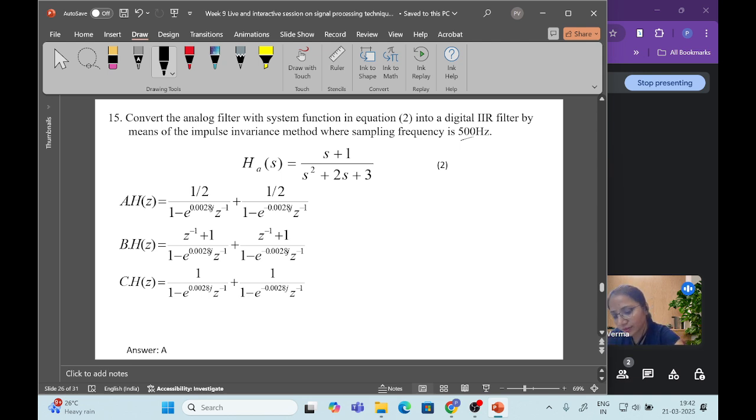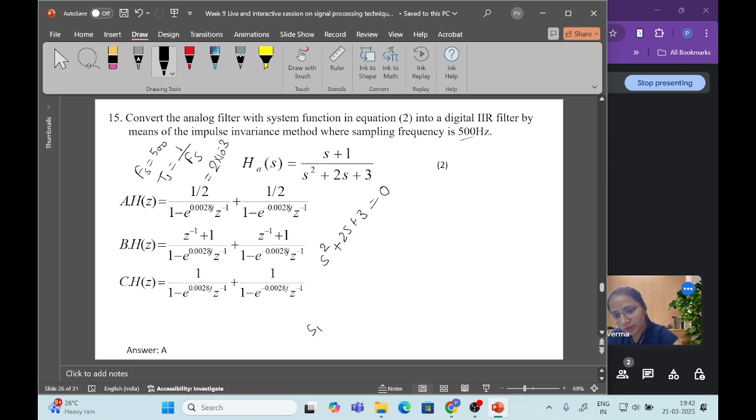H_a(s) is given. First, Fs is given, Fs is 500 Hz, Ts is 1 by Fs, so from here we will get 2 into 10 to the power minus 3 for Ts. Now just from here we can calculate the poles: s square plus 2s plus 3 is equal to 0.